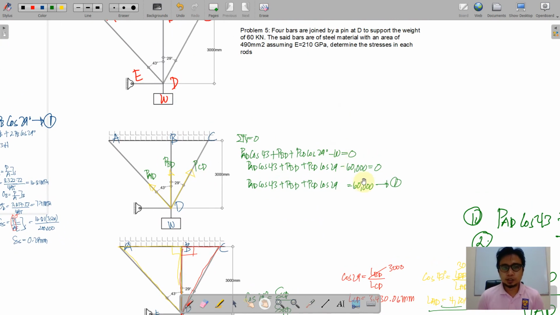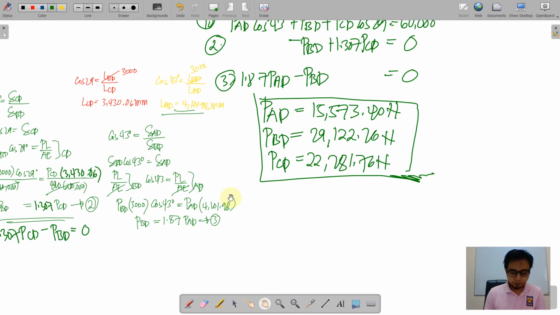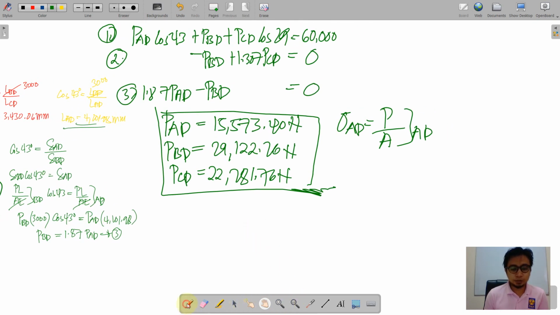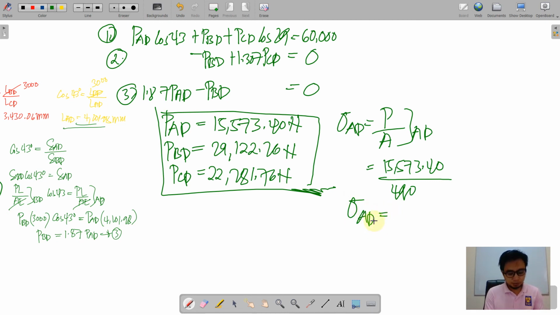We have to determine now the stresses in each rod. So for sigma AD, this is P over A of AD. So the computed value is equal to 15,573.4 all over the cross-sectional area, that is 490. So sigma AD is 31.78 megapascals.